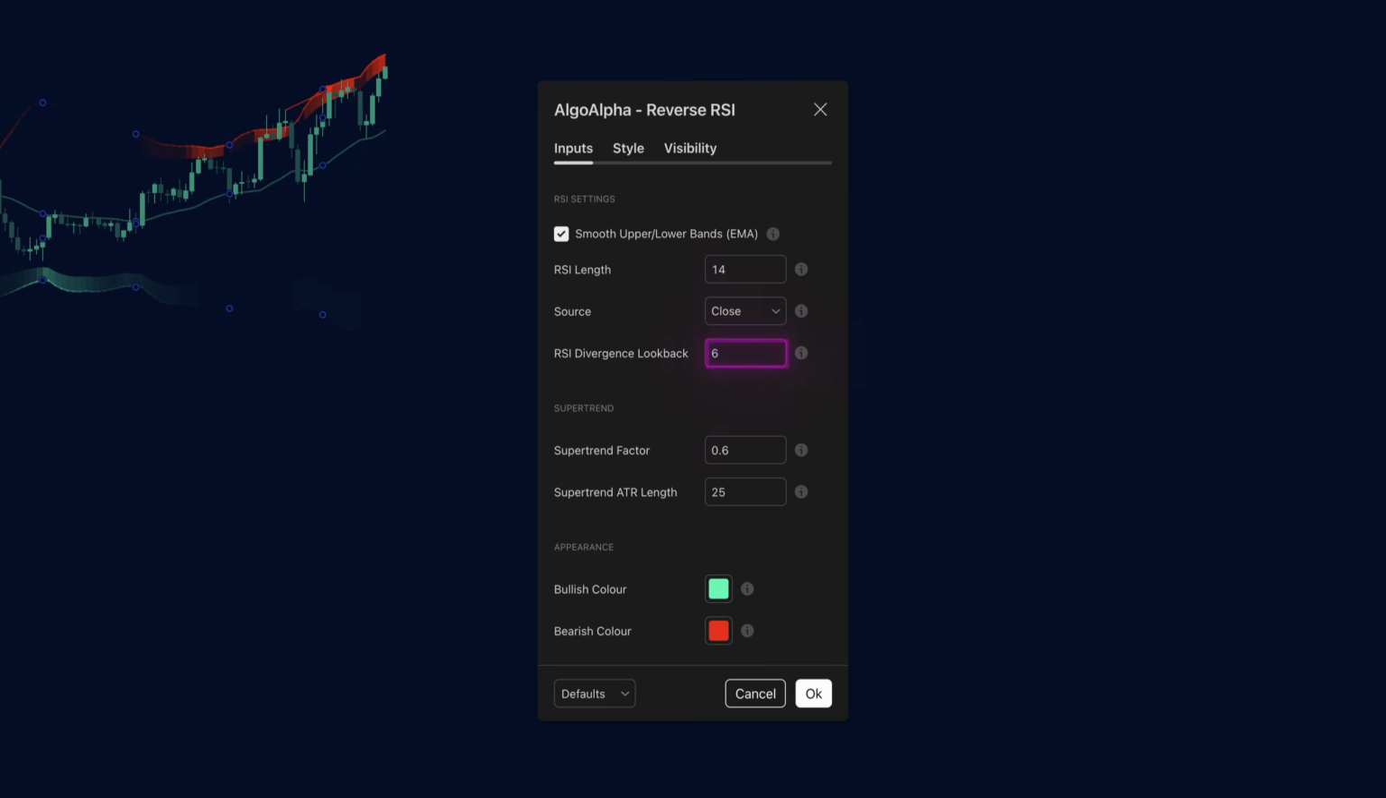For gold, bump smoothing lookback to 6, super trend factor to 0.6, and ATR length to 25. Gold is notoriously volatile with frequent false breakouts of the bands, so these higher settings ensure you're only catching legitimate bounces and rejections, not noise.